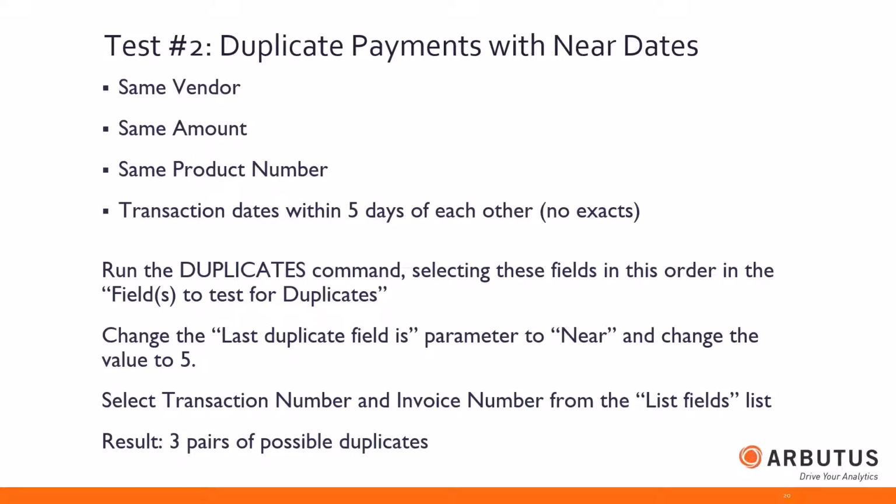For the second test, let's look for duplicate payments with near dates. So transaction dates within 5 days of each other, for instance, not on the same date, but just within 5 days of each other. So same vendor, same amount, same product number, and the transaction dates within 5 days of each other. So in this case, we'll run the duplicates command. We'll select the fields in the order they are above and change the last duplicate field parameter to near and change it to 5. And select the transaction number and invoice number from the list fields list.